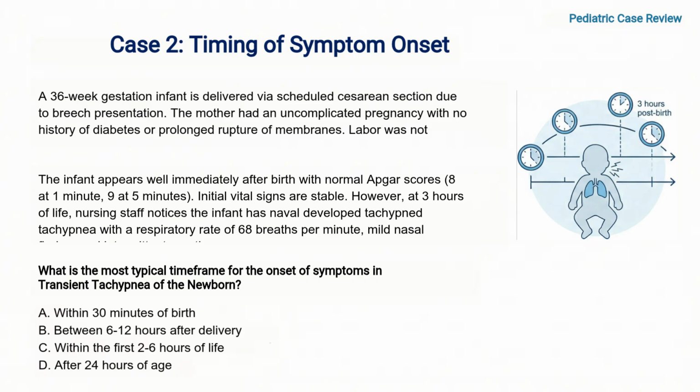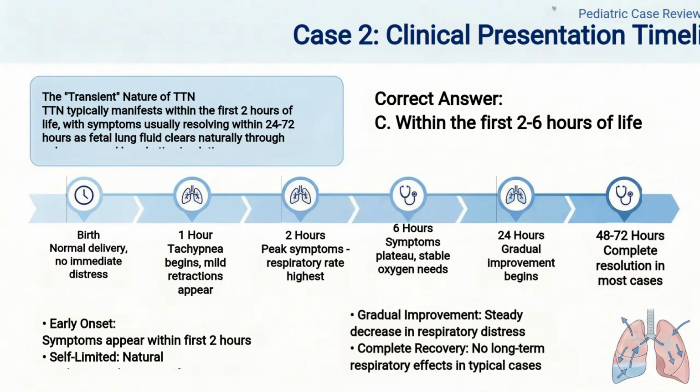Option A, within 30 minutes of birth. Option B, between 6 to 12 hours after delivery. Option C, within the first 2 to 6 hours of life. Option D, after 24 hours of age. The correct answer is option C, within the first 2 to 6 hours of life. This is the defining temporal feature of transient tachypnea of the newborn and gives the condition its name.